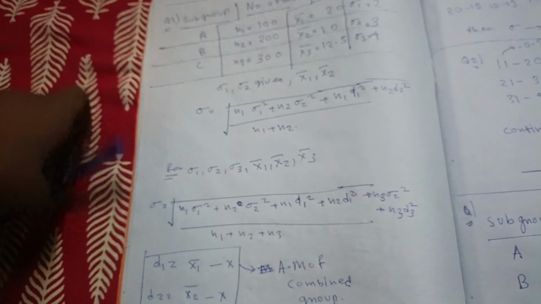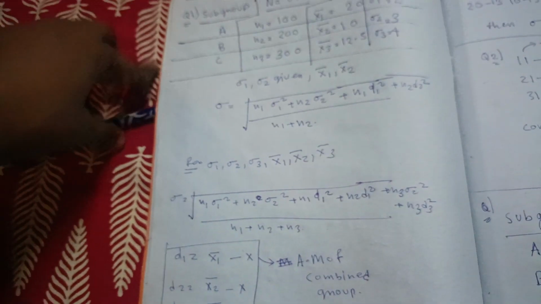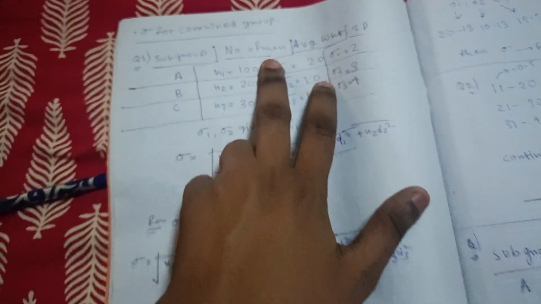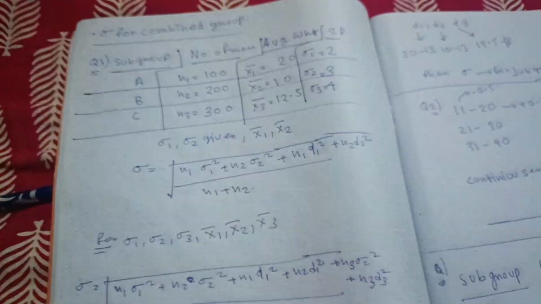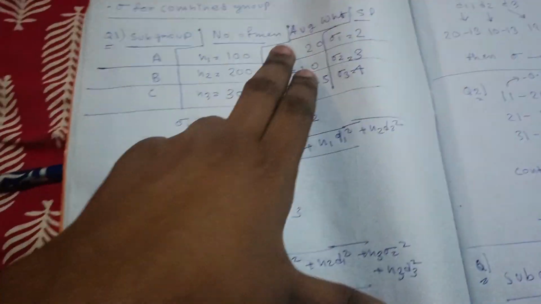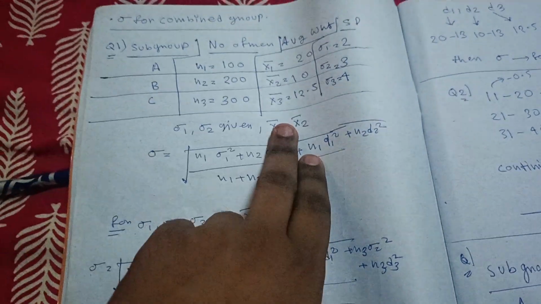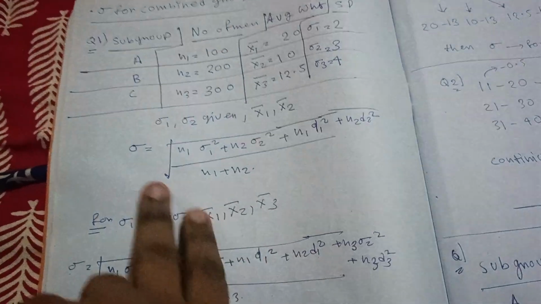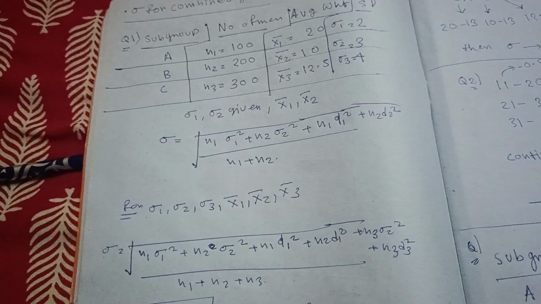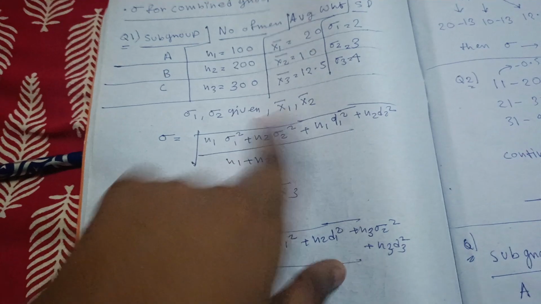If the question wants you to use the mean, or the mean is given, it will mention it as average. As we see here, average weight is given. As average weight is given for 3 data, 3 means are given. This formula is just for when 2 SDs and 2 means are given, so for 3 we have to do it like this.